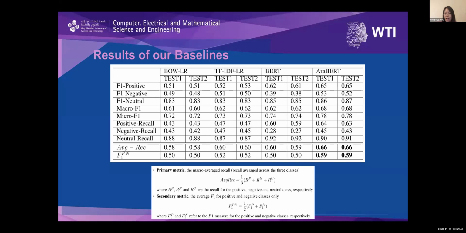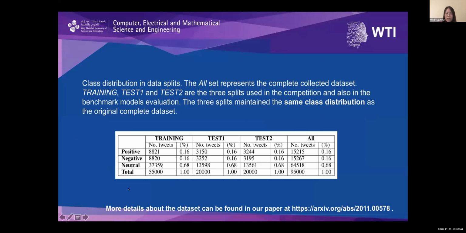So why do we care less about neutral? If you remember, I can go back here. As you can see, we have 68% neutral classes. That means we have a lot of neutral tweets and fewer positive and negative. So we care more about positive and negative. That's why we have these two metrics.